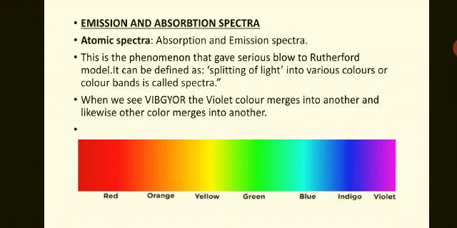When we see Vibgyor, the violet color merges into another, and likewise the other colors merge into another. Vibgyor is composed of, from right to left, V means violet, I means indigo, B means blue, G means green, Y means yellow, O means orange, and R means red. You can see in the color diagram, the visible light is split into its 7 constituent colors, that is Vibgyor, which are present in sunlight.